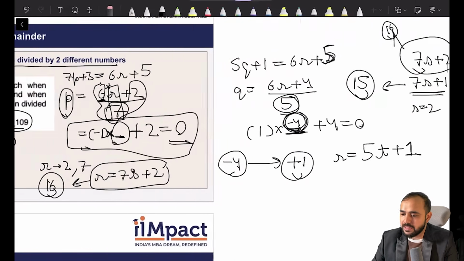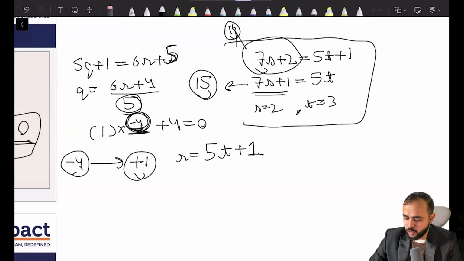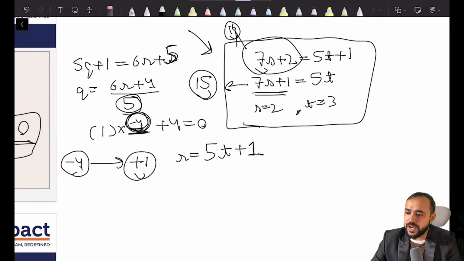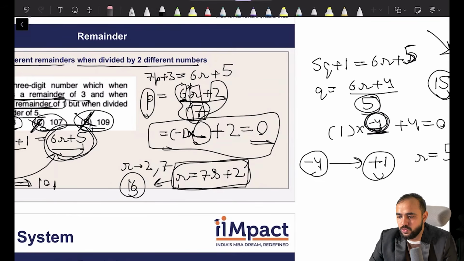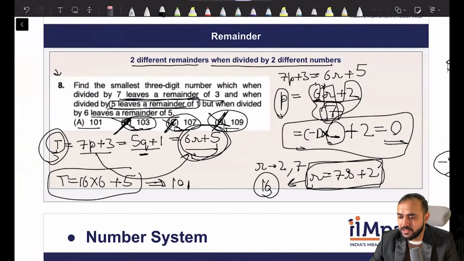Now, realize that if only two data points were given, if you only had to satisfy two results here and not three, you would have directly got to this step, which would have been pretty easy to do. This exact same step you can do earlier also. When you got r is equal to 7s plus 2, you can guess the values of r. From here itself, you will say r is equal to 9, r is equal to 16, and for that r you can check if you're getting integer q.